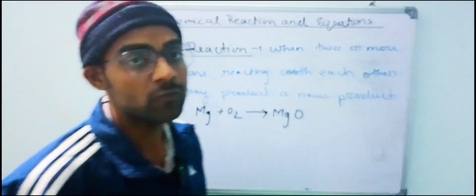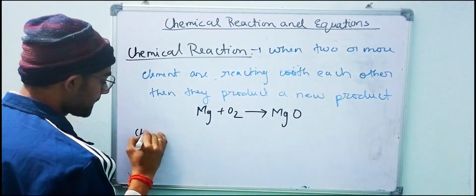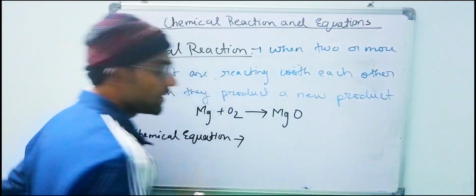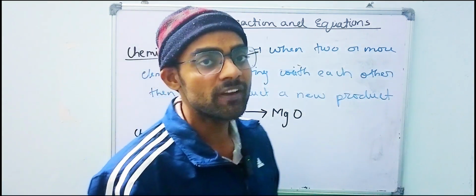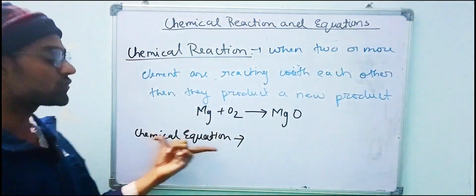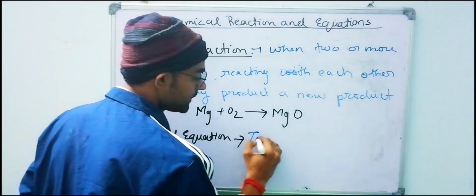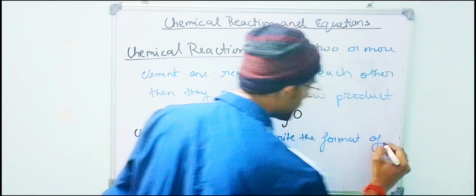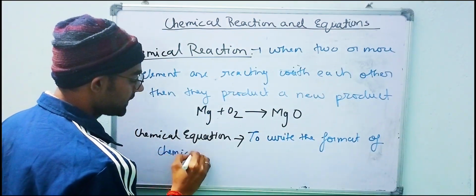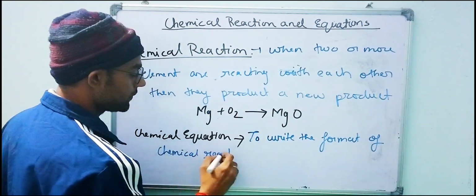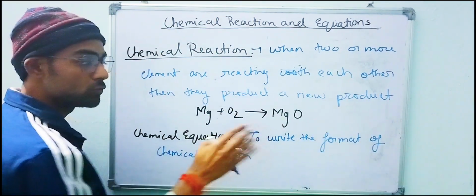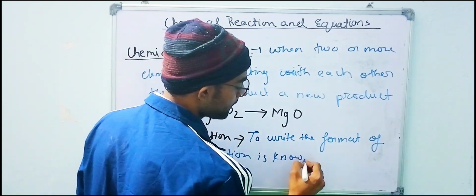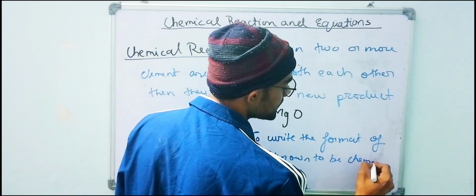And now we will discuss what a chemical equation is. Chemical equation. What is a chemical equation? Writing the format of a chemical reaction is known as a chemical equation. To write the format of a chemical reaction is known as a chemical equation.